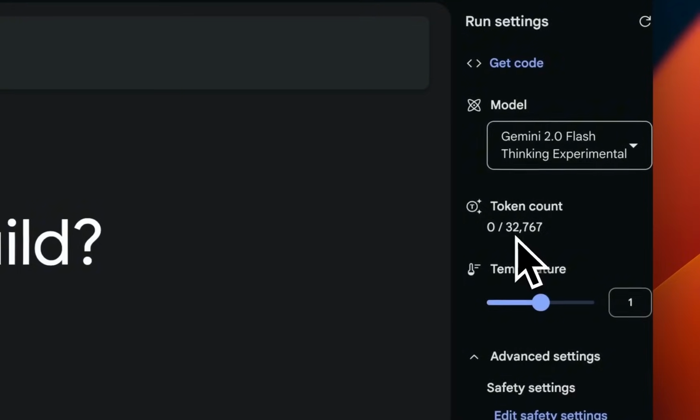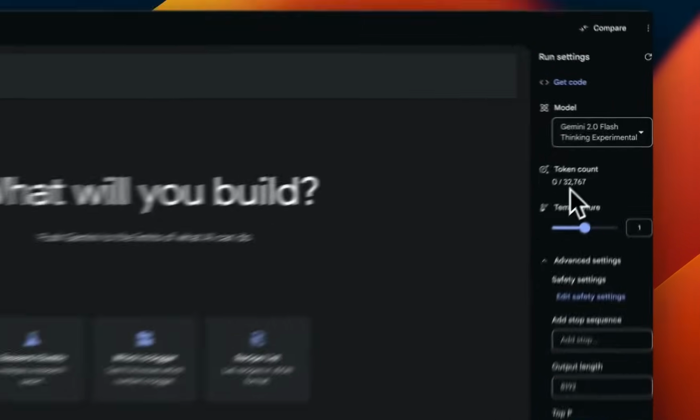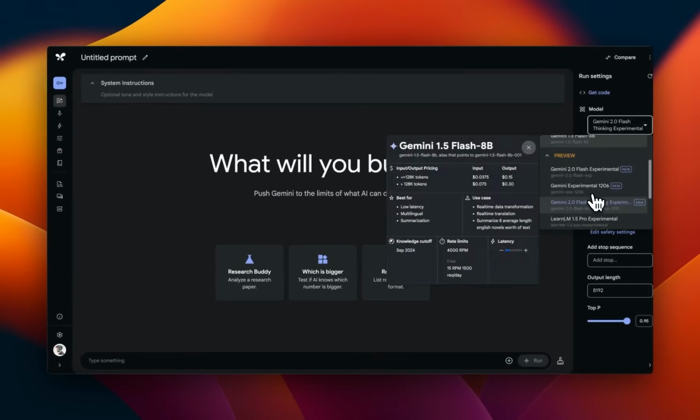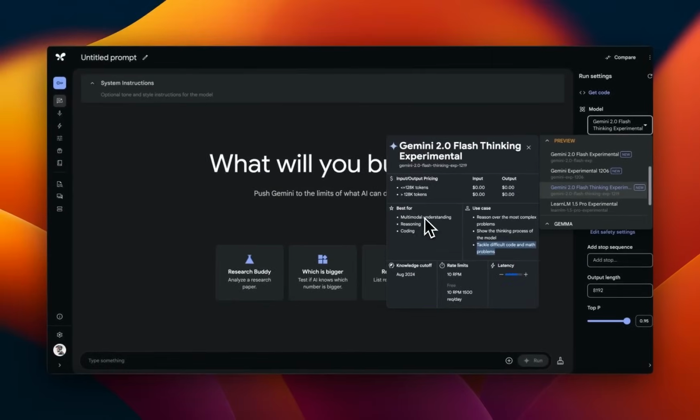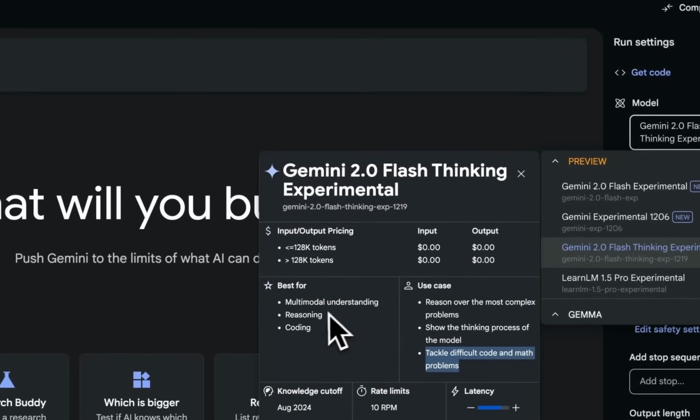This only has 32,000 tokens, unlike the 1 million or 2 million tokens of the other Gemini models, but it's available for you to use absolutely free. So if you go to the list of models in AI Studio, you're going to see this new Gemini Flash Thinking Experimental. They suggest to use it for reasoning over most complex problems, show the thinking process of the model, and tackle difficult code and math problems. And it can do multimodal understanding and reasoning.